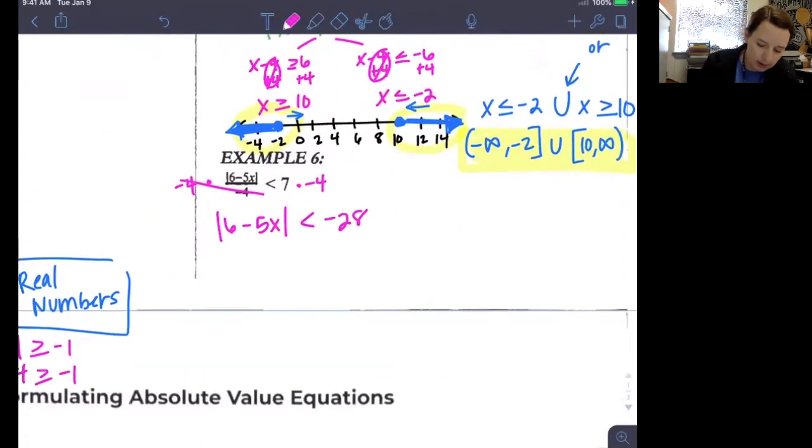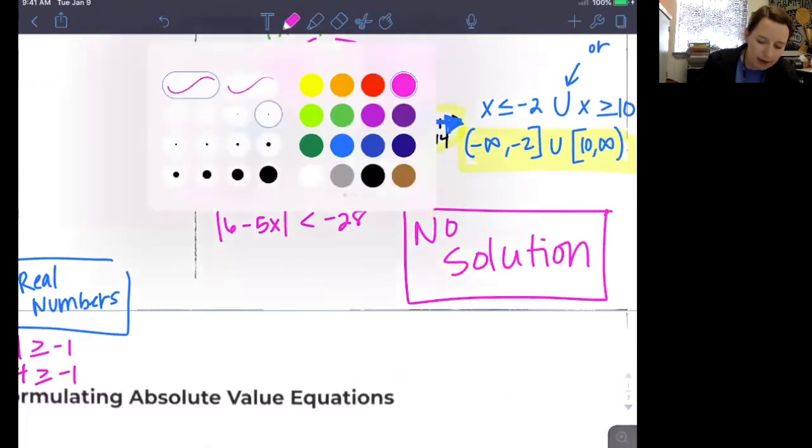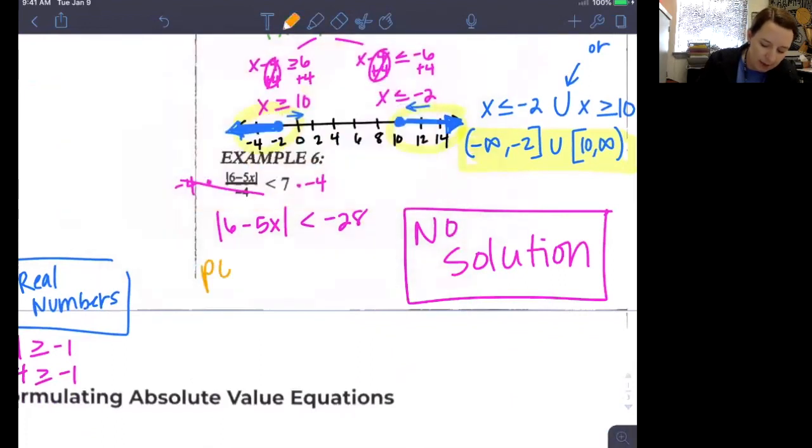And here's why. Just like yesterday, absolute value could not equal a negative. Okay, here, absolute value is always going to be a positive number. We don't know what positive number is going to come out of that absolute value, but there is no possible way that a positive number can ever be less than a negative number. Okay, so we're going to say that this is no solution.